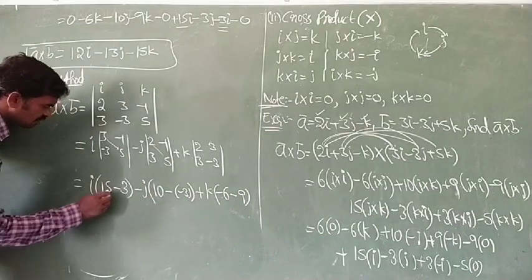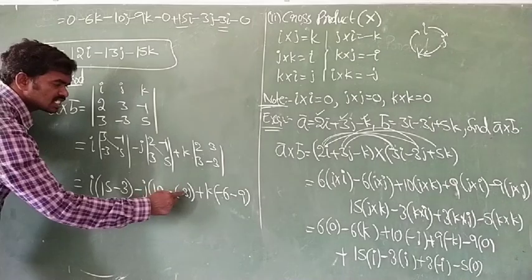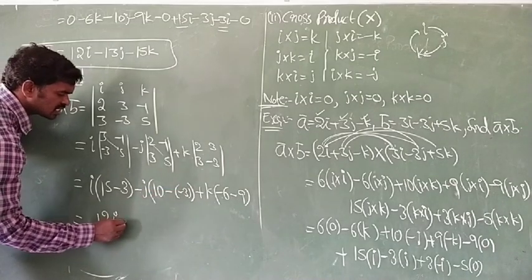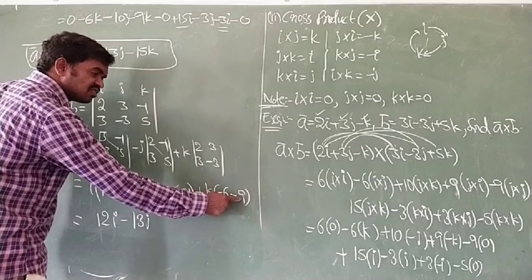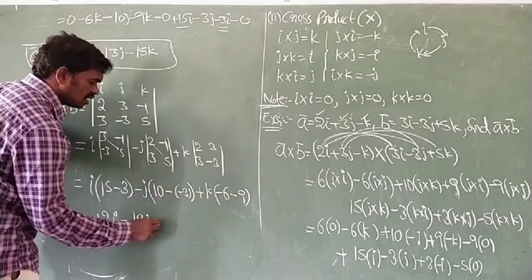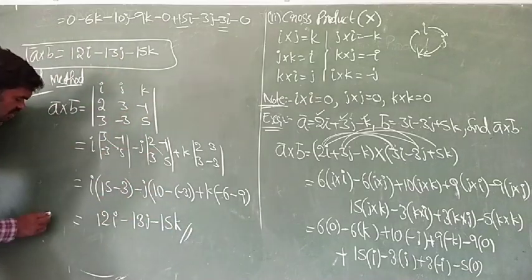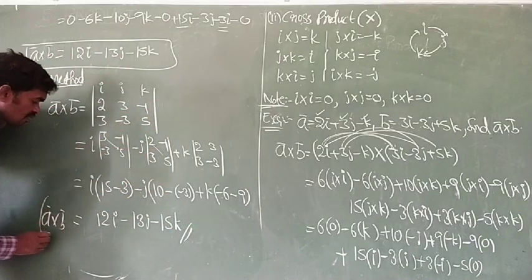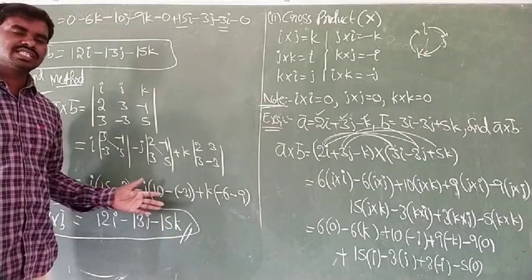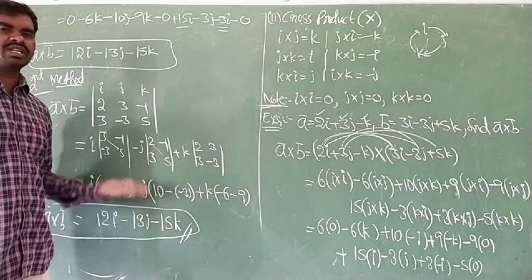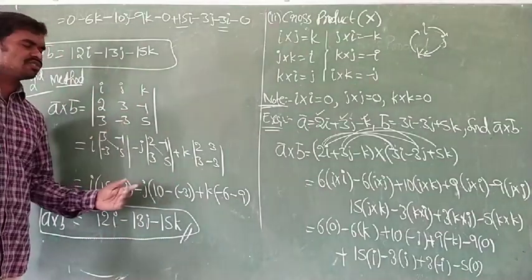Simplify this. 15 plus 3 is 18... that is, 15 minus 3 gives 12i. Minus into minus 10 plus 3 is 13, and since the minus is already there, 13j with minus sign we got it. Minus 6 minus 9 is minus 15k. So minus 15k. Got it? Same answer. Which method is easy, second method or first method? Yes, second method is easy. Follow the second method in every way. Wherever you have to find a cross b, you can use this method.